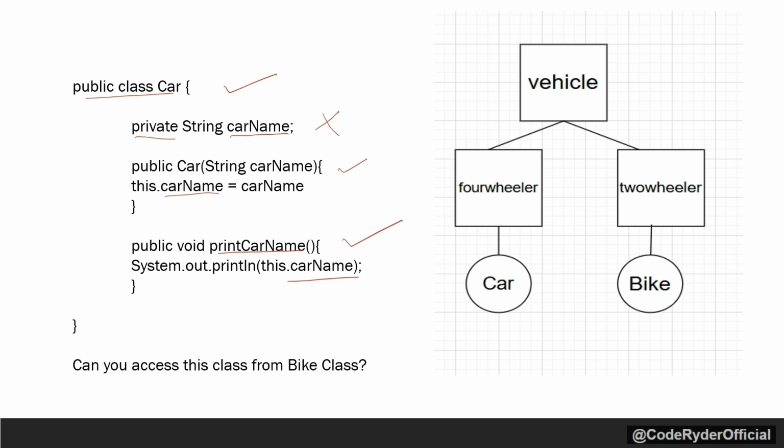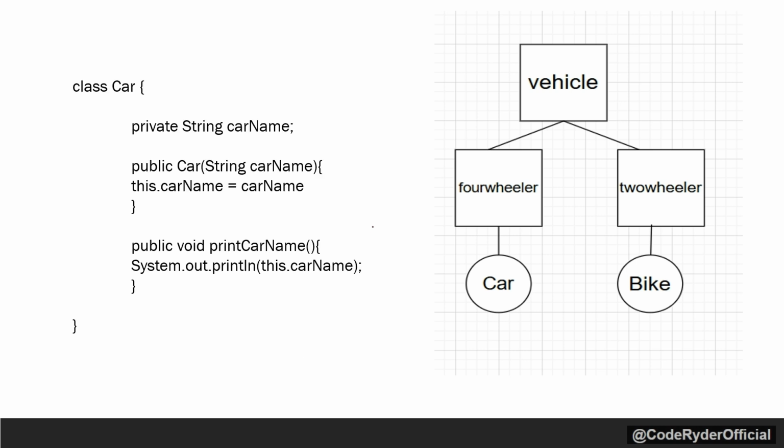Now let's consider another example where you don't provide any access specifier in car class. If you don't provide the access specifier, basically it is default. Okay. So with default access modifier, can you access this car class inside bike class? The answer is no, you cannot access it because car class is in a different package and bike class is in a different package. Now let's summarize and test our knowledge.